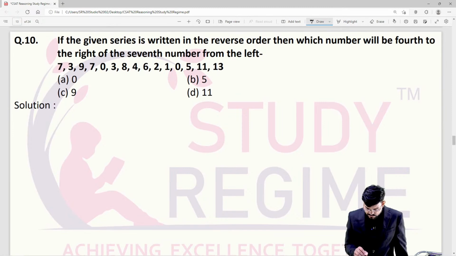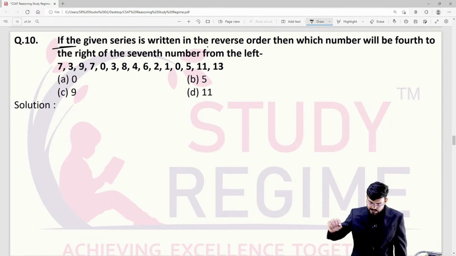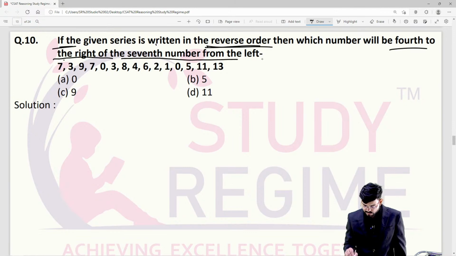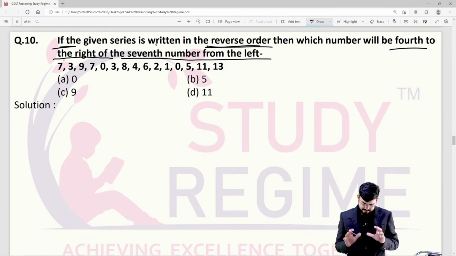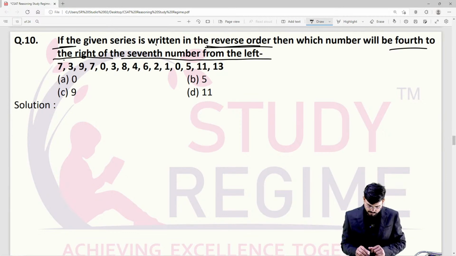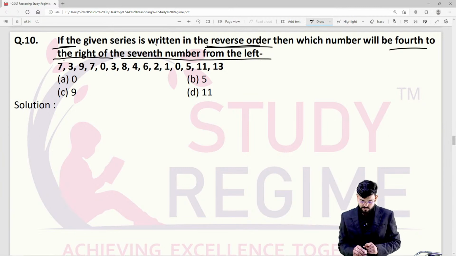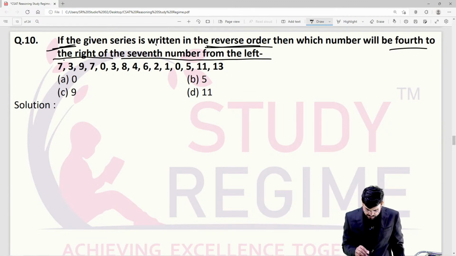Okay. If the given series is written in the reverse order, then we have to find the number which will be the fourth to the right of the 7th number from the left. Good question. Very easy question, but good question, because it's so confusing. If you read it for the first time, you might not get the clear picture, but just do as it is saying. The question is saying, if the given series is written in the reverse order, write the series first.